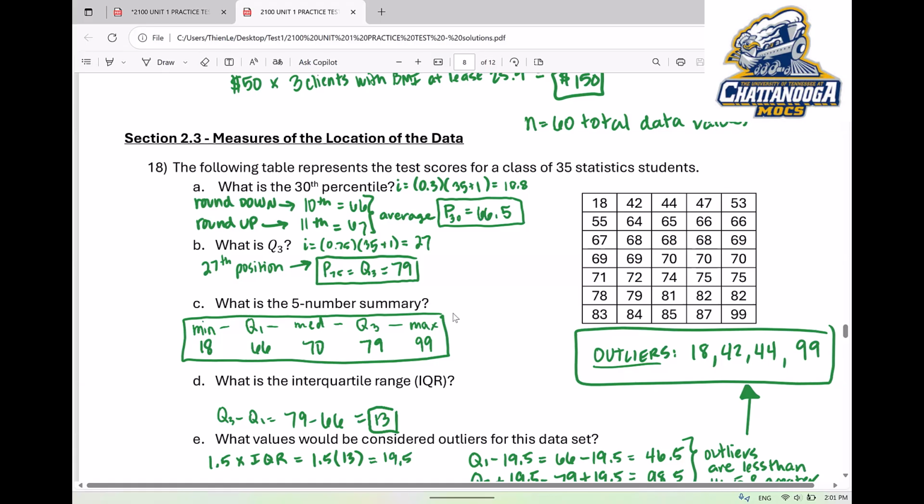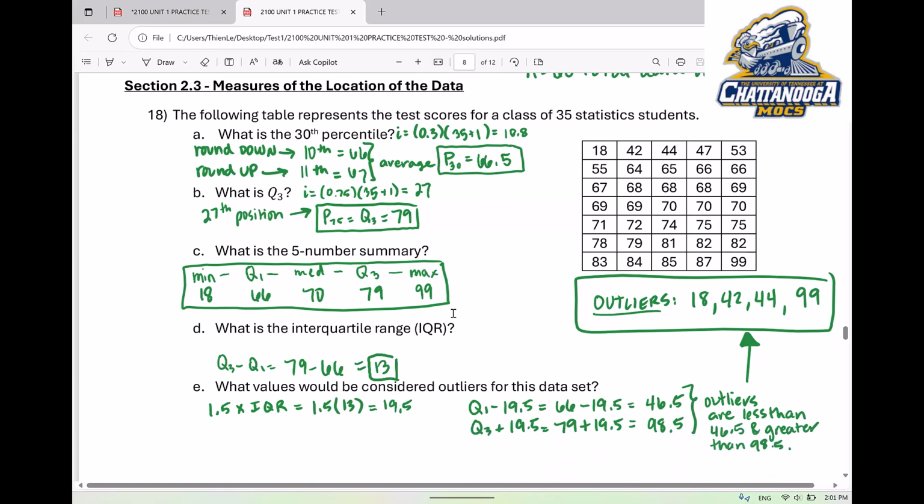And in E, we ask about outliers, right? The definition of an outlier is any value less than Q1 subtract 1.5 IQR. In this case, 1.5 IQR is 19.5, so any value below 46.5, or bigger than Q3 plus 1.5 IQR. So you need to check all the values less than 46.5. In this case, you have 18, 42, 44, and any value bigger than 98.5, and you get one value here, right? So here you get all the outliers. In this case, you have 4 outliers.